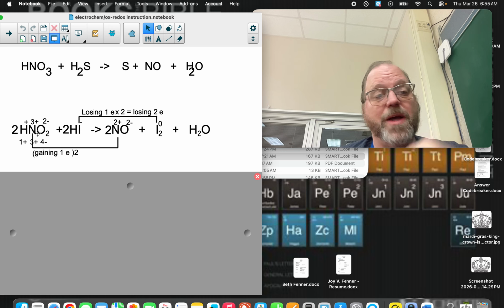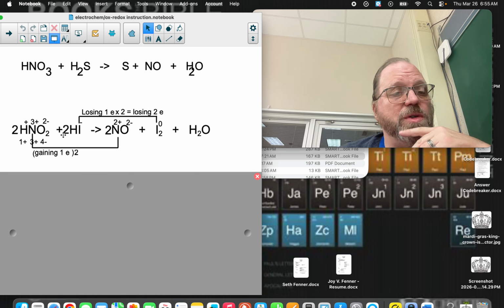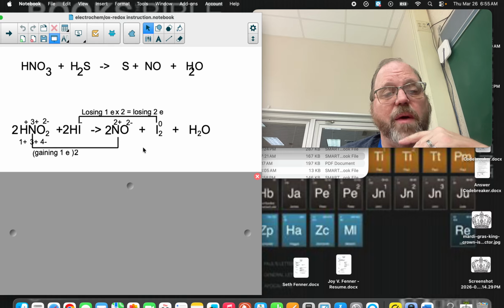Now we balance by inspection. There are no metals. Nitrogens, 2 and 2. Hydrogens, 1, 2, 3, 4. Only 2 over here. Let's put a 2 there. Oxygen, 4, 2, and 2.